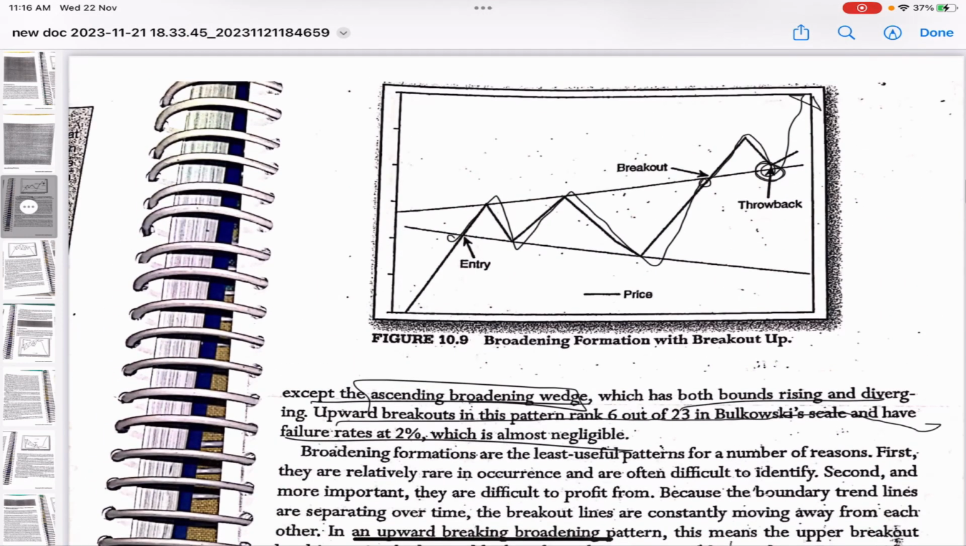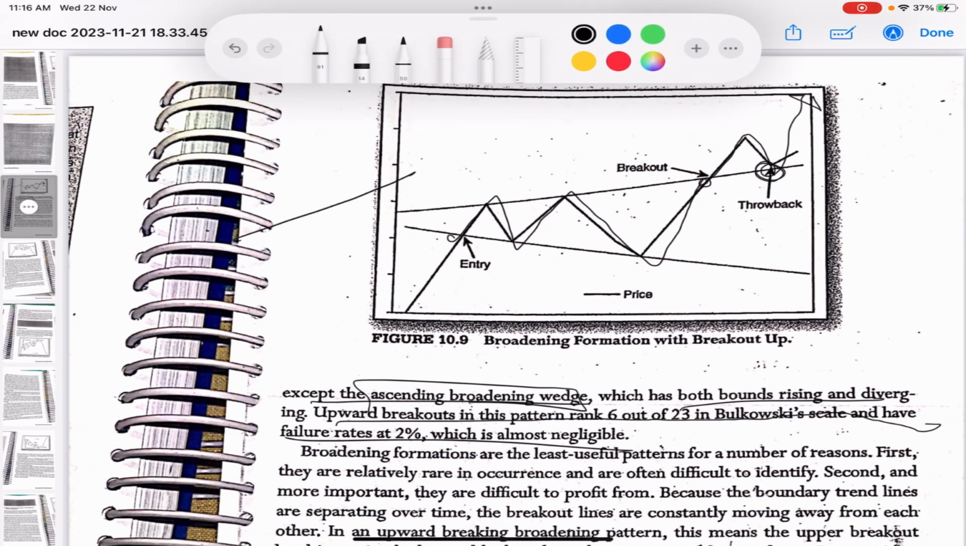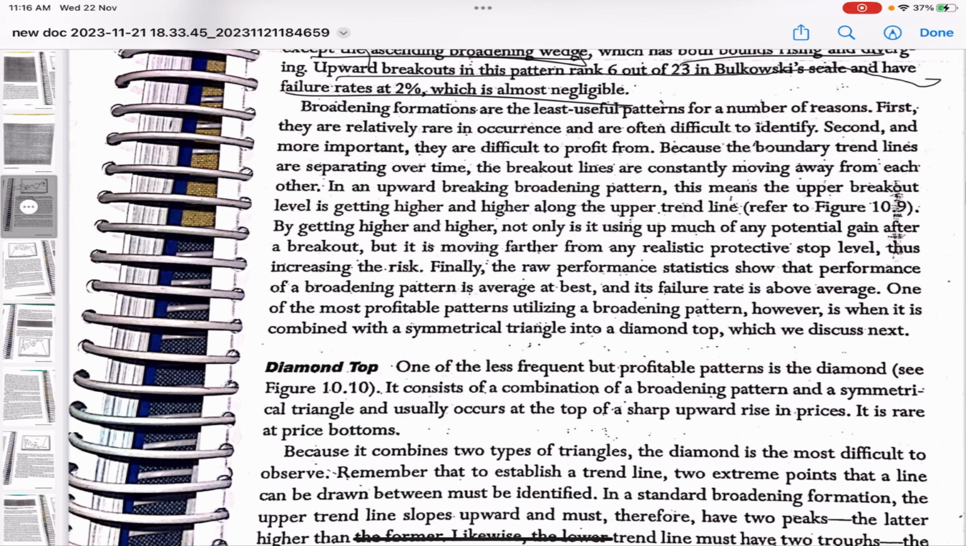So they are talking about wedges, upside rising wedges like this. They're talking about this. So that has very low failure rates. Broadening formations are the least useful patterns. They are the least useful because, first of all, what I believe is that keeping a stop loss in a broadening pattern is extremely difficult in nature. So that is one thing.